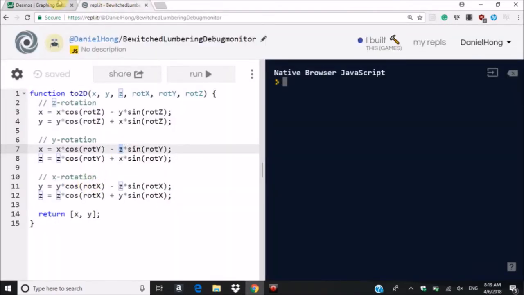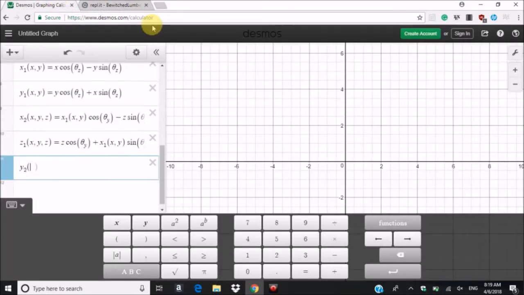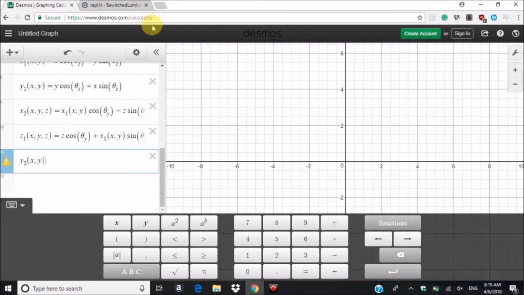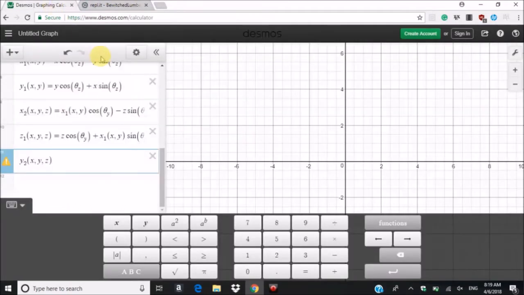Okay, so next one we need to update the y. So we need a y2, and that's going to need all three parameters, just in case we actually do need all of it. So we need to update a y. So we need y1, x, y.